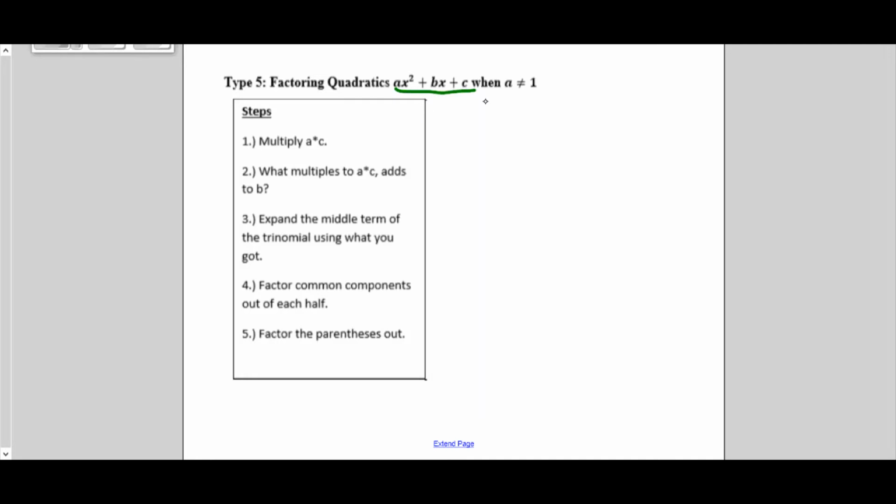So the steps that we take: first, we multiply a times c. Then we find what multiplies to a times c and adds up to b. Step 3, we're going to expand the middle term of the trinomial using what you got in step number 2. And then step 4, we're going to factor out common components out of each half. So you should be finding something that's in common. And then we're going to factor out what's inside the parentheses.